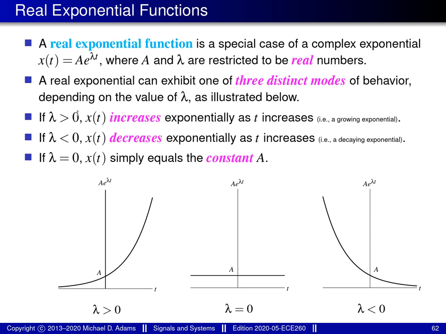In the case that lambda is greater than 0, x of t increases exponentially as t increases. In other words, we have what's called a growing exponential. An example of a growing exponential is shown in the figure in the bottom left. The second possibility is that lambda is less than 0, in which case x of t decreases exponentially as t increases. This is what's known as a decaying exponential, and this corresponds to the figure shown in the bottom right. And then the last possibility is that lambda is equal to 0, in which case x of t is simply a constant a, in which case we have a graph like what's shown in the middle here.